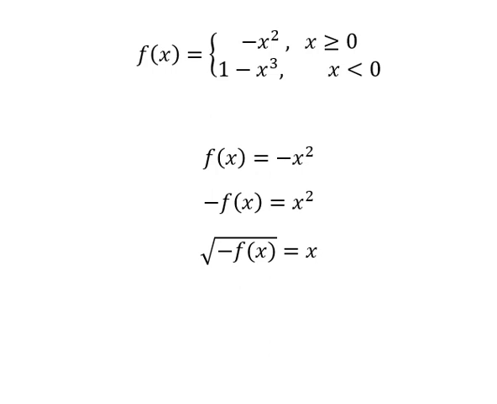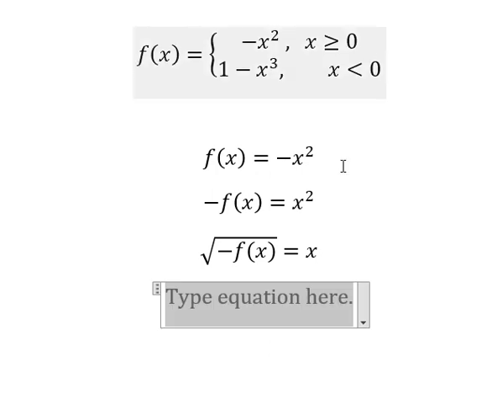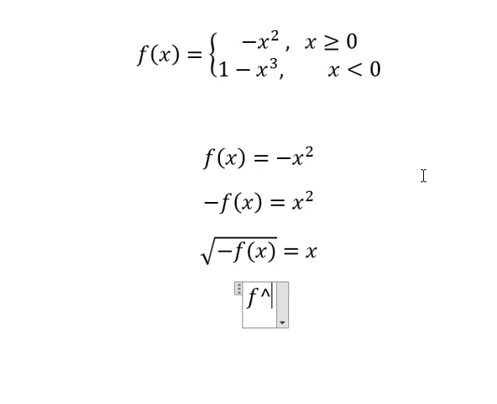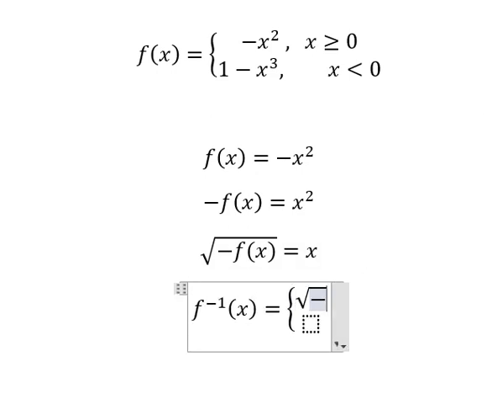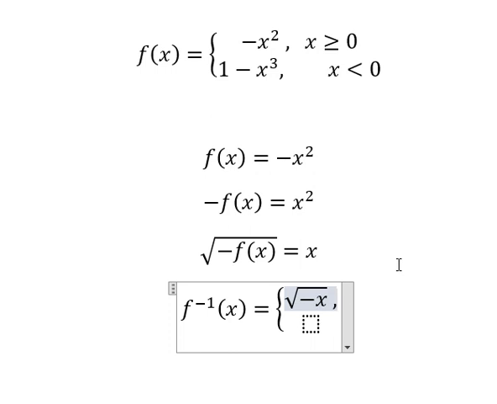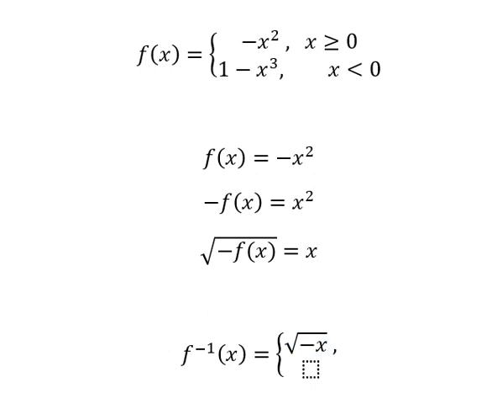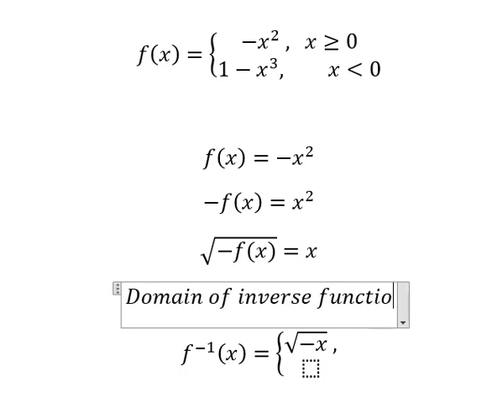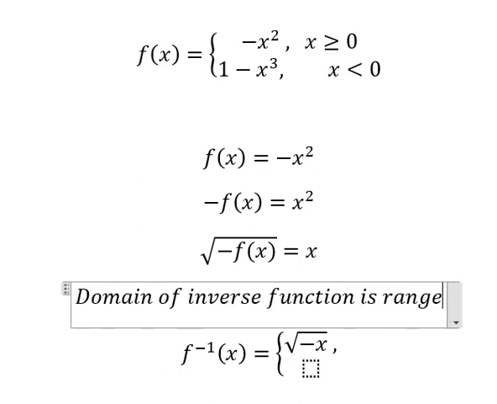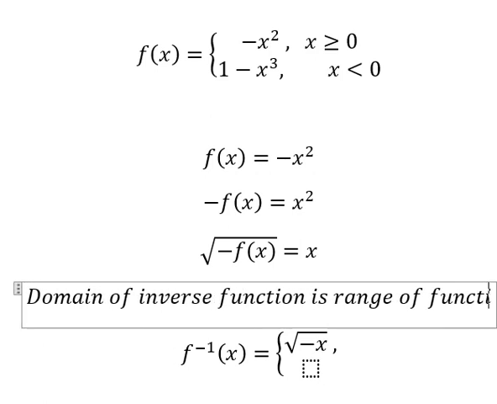And now the inverse function of this one should be like this. So this one we have the square root of negative s. We know that the domain of the inverse function is the range of the function.